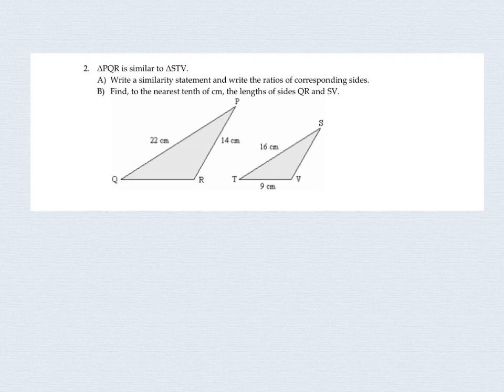Number 2. I'm told that triangle PQR is similar to triangle STV. Therefore, I know that angle P is equal to angle S. I'm told that angle Q is equal to angle T and angle R is equal to angle V. Now these triangles are very obviously similar in the way they're lined up side by side, but I have to actually know that to be able to use the ratio method.